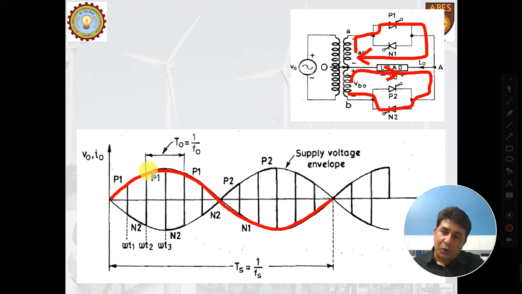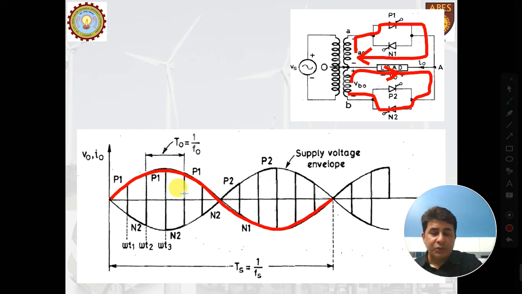So this positive envelope, it could be said that P1 is forward biased and it is giving a positive voltage at the load side. N2, though it is forward biased, is giving the negative voltage at the load side. So that means by firing N2, we will get negative voltage at the output side. By firing P1, we'll get the positive voltage at the output side. So this other envelope shows the negative voltage. However, this red line shows the positive voltage.